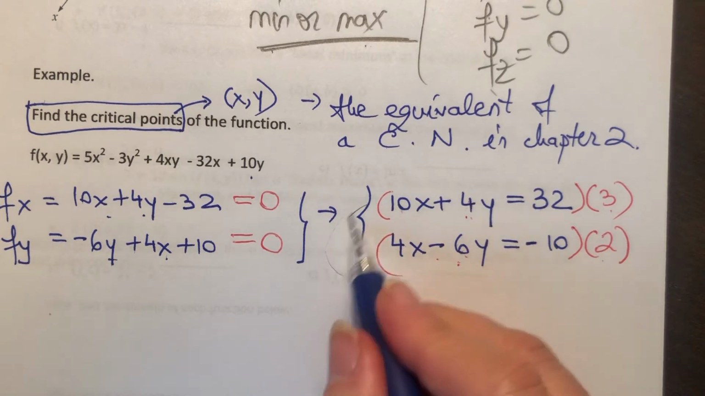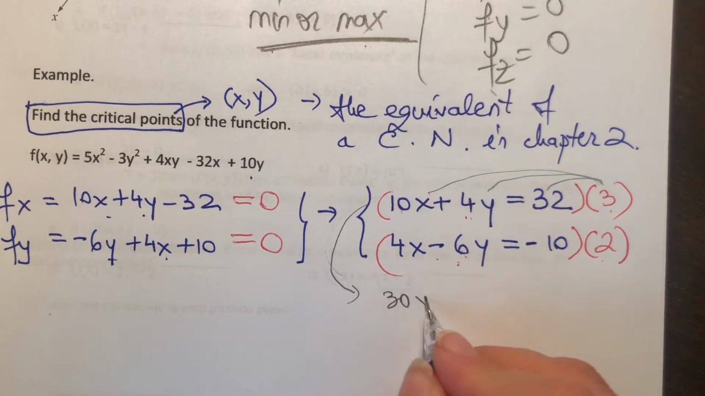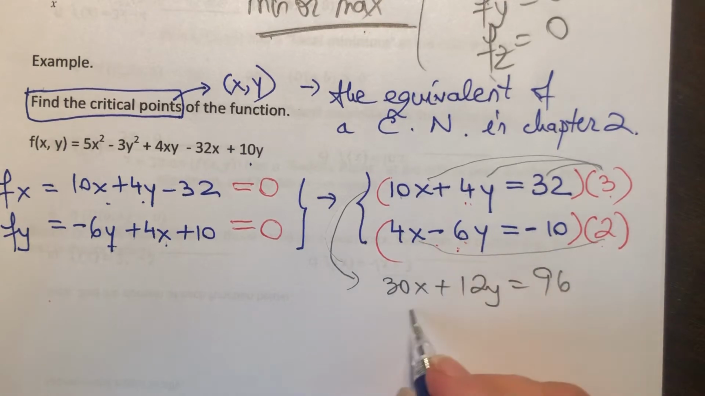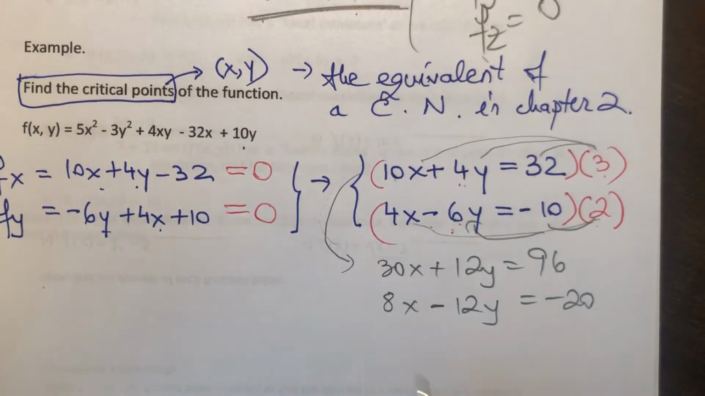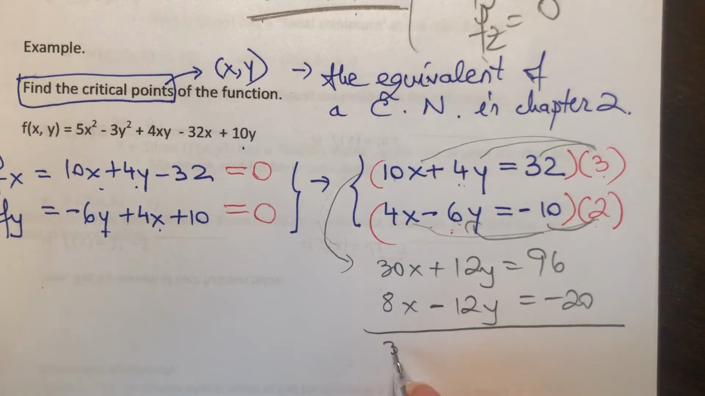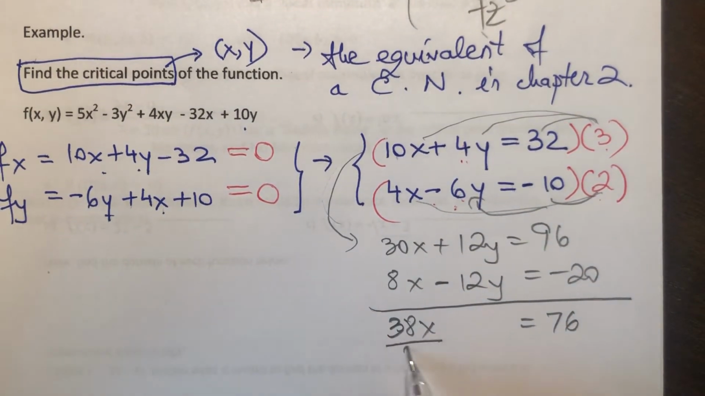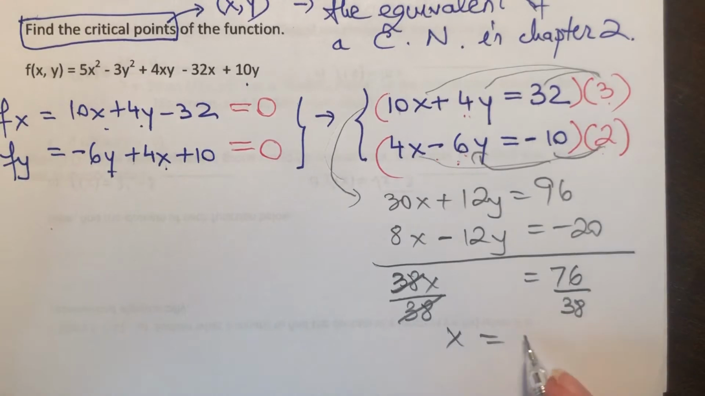So the first equation becomes what? I multiply everything by 3, yes? So that's going to be 30x plus 12y equals 96. This one's going to be 8x minus 12y equals negative 20. So don't forget to distribute nicely, multiply everything by it. So adding these up, I'm going to get 38x equals 76. It comes out nice, it's supposed to. Dividing both sides by 38, that's exactly double 38, so x is 2.